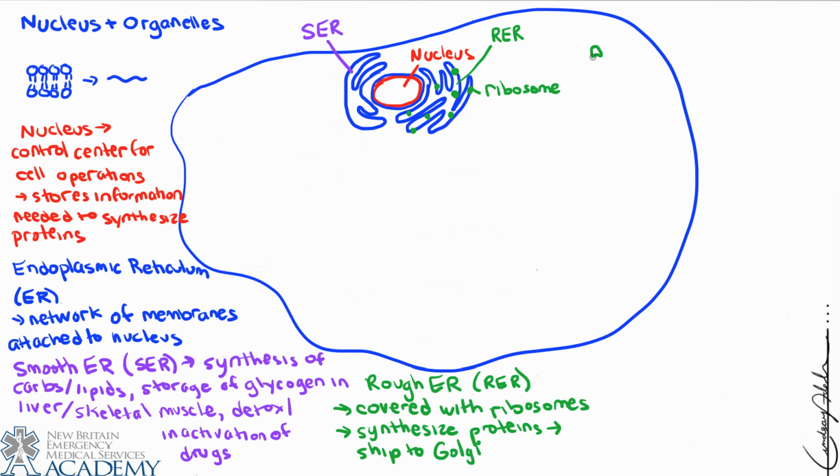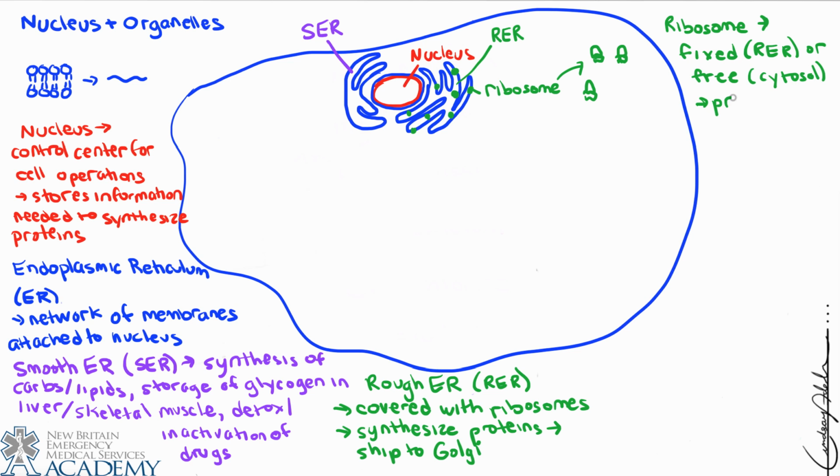Before we get too ahead of ourselves, let's talk about ribosomes. Ribosomes are also found in the cytosol. We consider ribosomes as fixed, meaning they're attached to the RER, or free, meaning they're found in the cytosol. Ribosomes are also responsible for protein synthesis, and they utilize a special type of RNA to make the proteins into the linear chains that we mentioned.